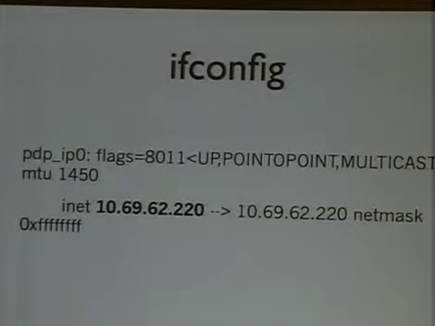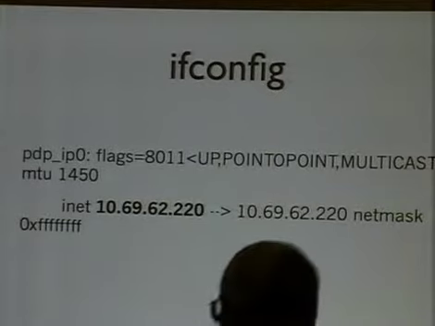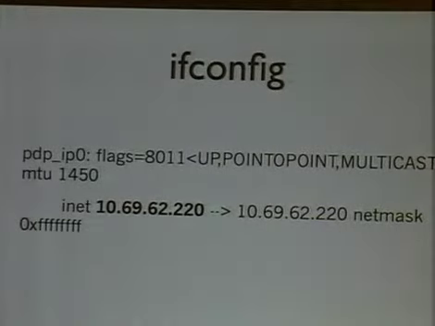So for the purposes of this talk, we're going to focus on PDP IP0. And you can see that AT&T has assigned that interface the IP of 10.69.62.220. That is the NATed IP that you would live on when you're behind AT&T's cellular IP, 3G, Edge, whatever network.